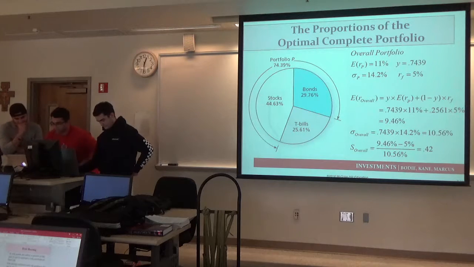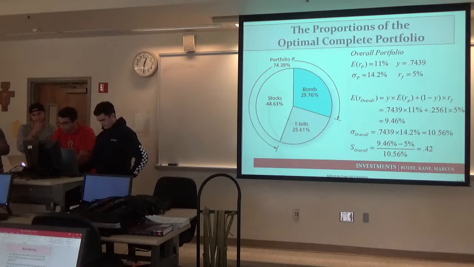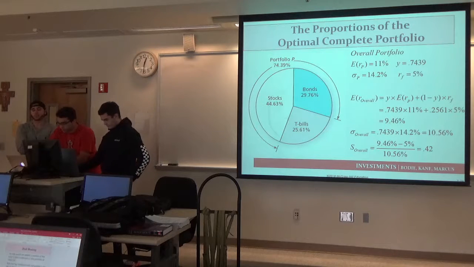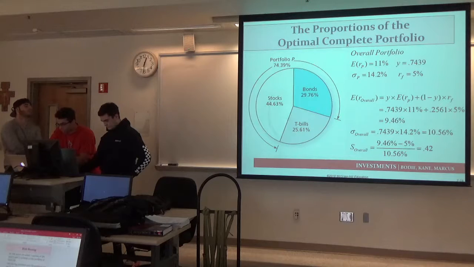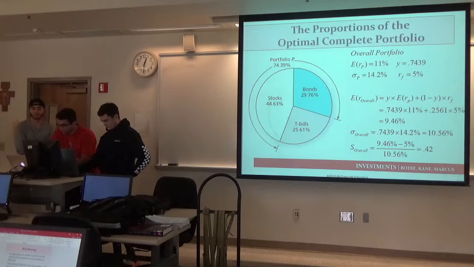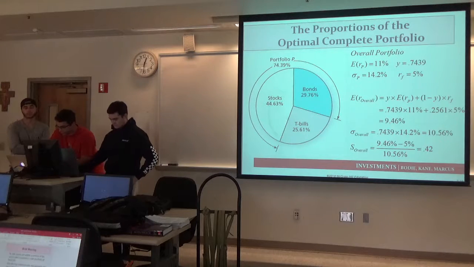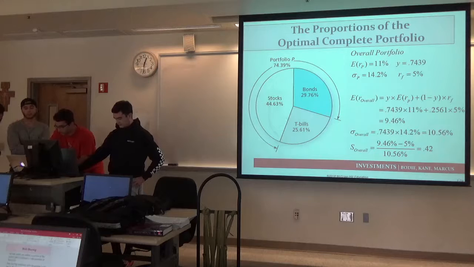And then here it shows what the portfolio is made up of. It's 44.6% stocks, 29.7% bonds, and 25.6% T-bills. Again, that shows the math, how to get these numbers and what they mean.